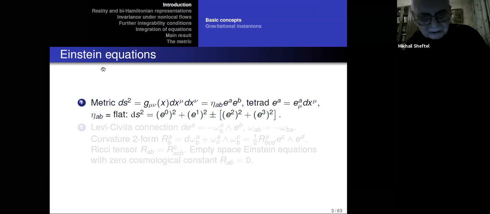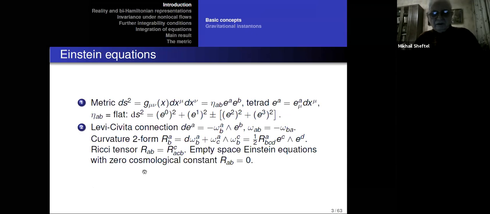Now, what is the Levi-Civita connection? It is defined by one-forms omega^AB, and this is the first set of the Cartan structure equations. Now, using the connection, we can also define the curvature 2-form R^AB like this.